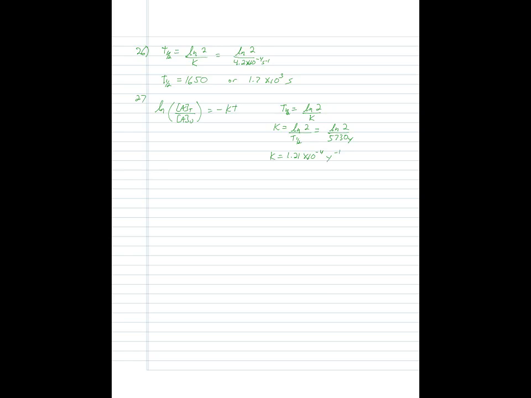Okay, so we're going to have the natural log of 0.6 is equal to negative 1.21 times 10 to the minus 4 inverse years times t, and when you work all of this out, you get t is equal to 4223 years. They somehow got 4210 on their answer. I don't know. You can't even round that down to 4210. I would say it's 4220, but I think it's just a typo on that part.